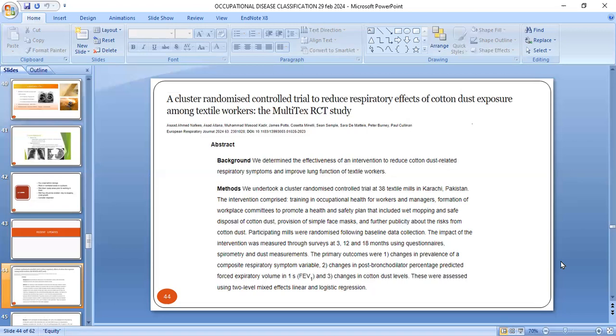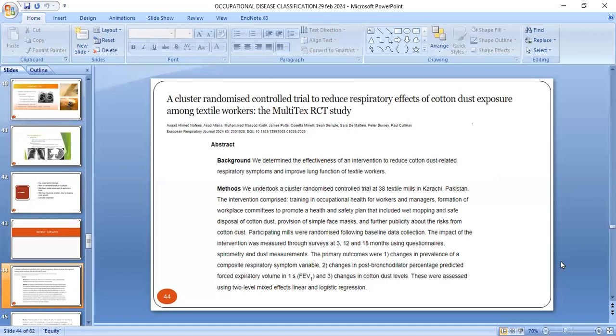The intervention comprised training in occupational health for workers and managers, formation of workplace committees to promote a health and safety plan that included wet mopping and safe disposal of cotton dust, provision of simple face masks, and further publicity about the risk from the cotton dust. Participating mills were randomized following baseline data collection.